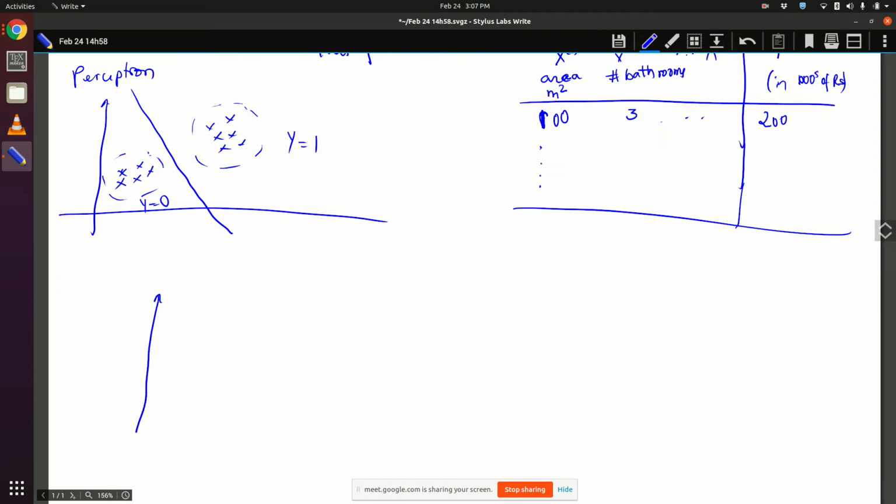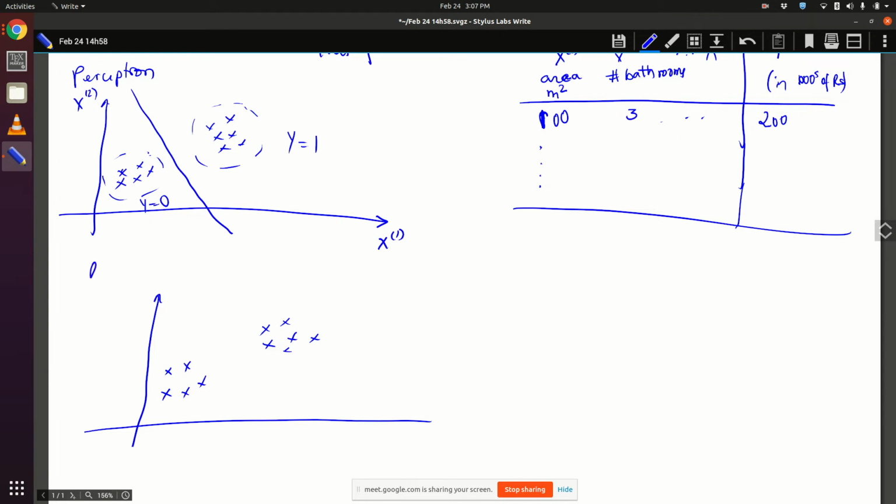I will draw exactly a similar figure for regression as well, but I will say how it is different, because though it looks very similar, when I plot it, these are both features. So this was x1 and this was x2, could be like height and weight, and this line divides the region into two parts, y equal to 1, y equal to 0.